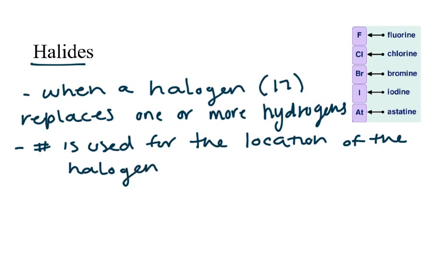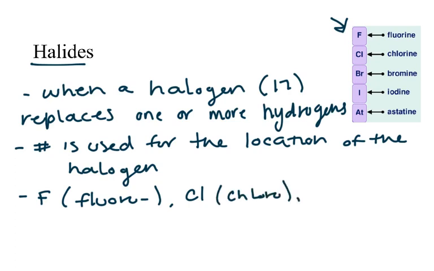So, for example, we have our halogens over here, right? For fluorine, when we get to naming, we would call this fluoro. Chlorine, we would do chloro. Bromine would be bromo. And iodine would be iodo. Okay? So, all right, let's look at some examples of halides.